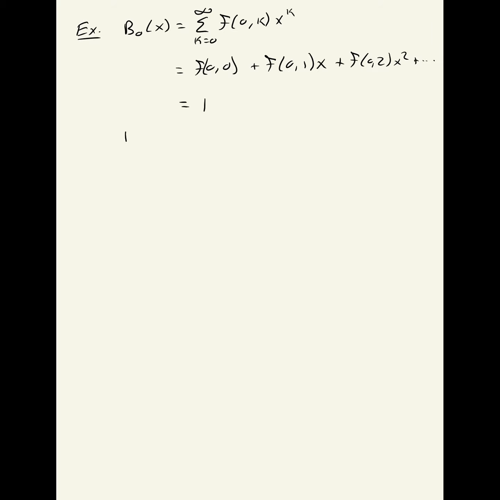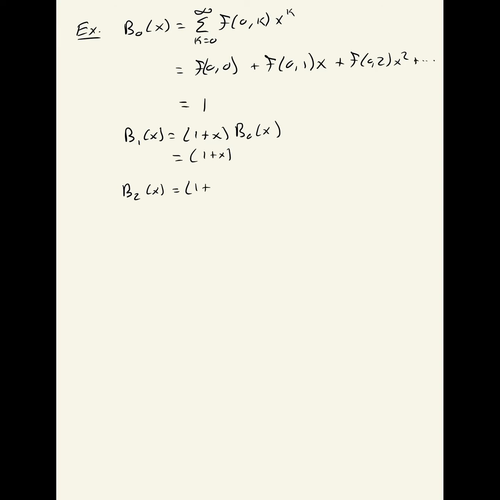And actually, we have B_1 of x. We already have a recursive formula for this. We said that B_1 of x is going to be equal to 1 plus x times B_0 of x. B_0 of x is just 1, so we know that B_1 of x is 1 plus x.